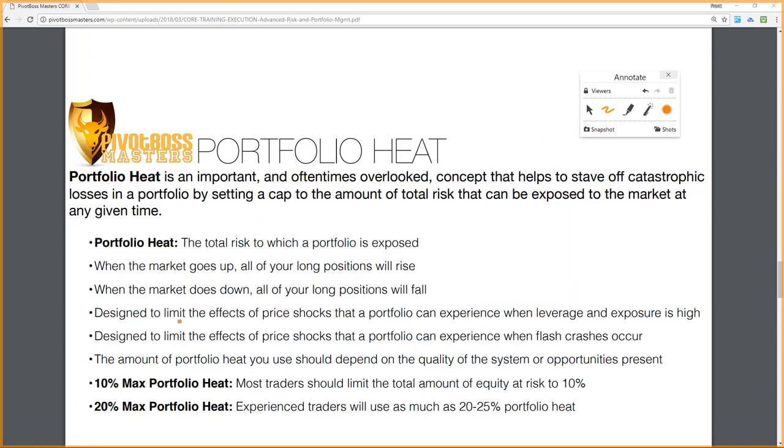So again, portfolio heat is designed to limit the amount of exposure that you have to a market, so that you don't get wiped out when you see those major price shocks that can occur, like a flash crash or some kind of headline risk, right? Like a trade war and those types of things. So again, understanding this, very, very important.